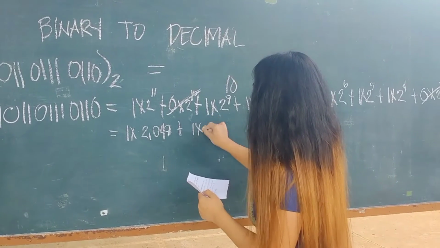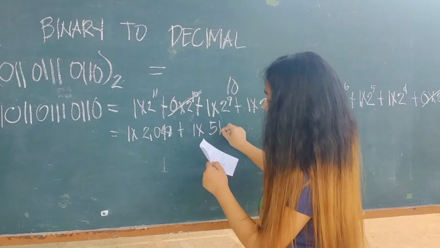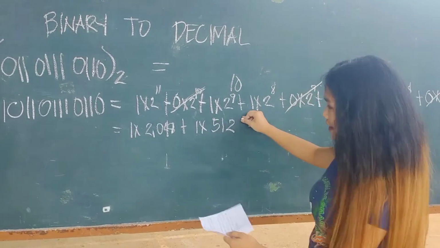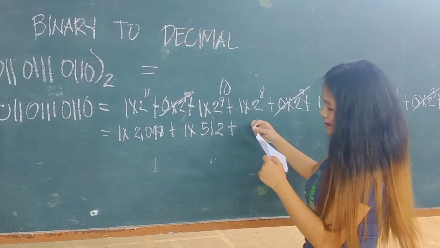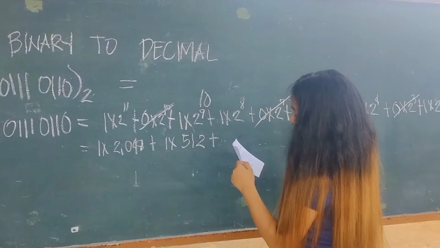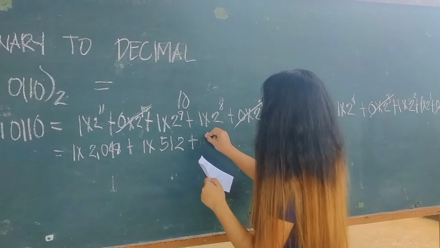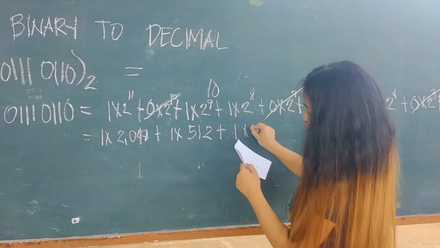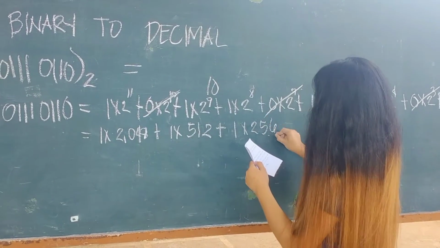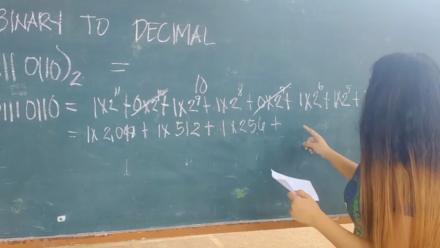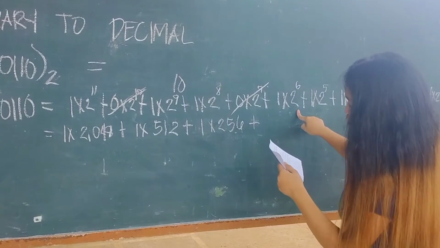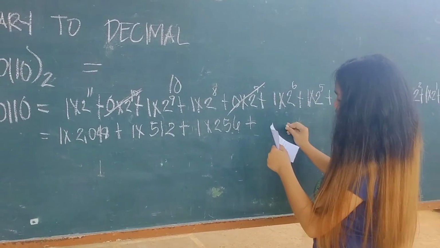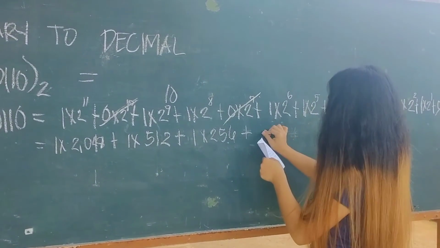So therefore, 1 times 2 raised to the power of 9, which is 512, plus 1 times 2 raised to the power of 8, which is 256, plus 1 times 2 raised to the power of 6, which is 64.